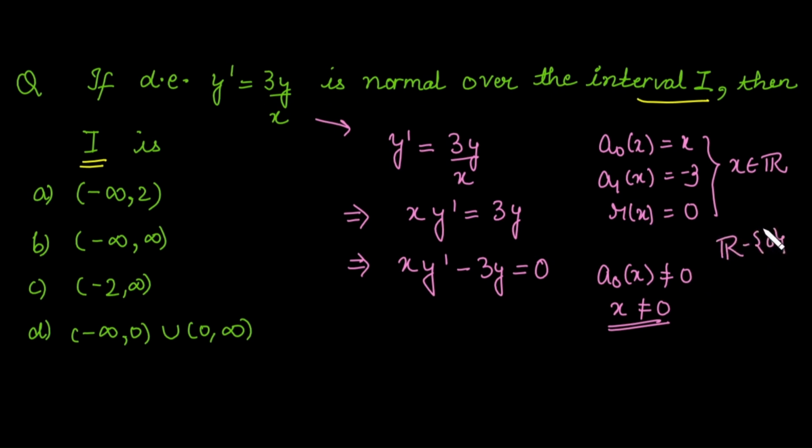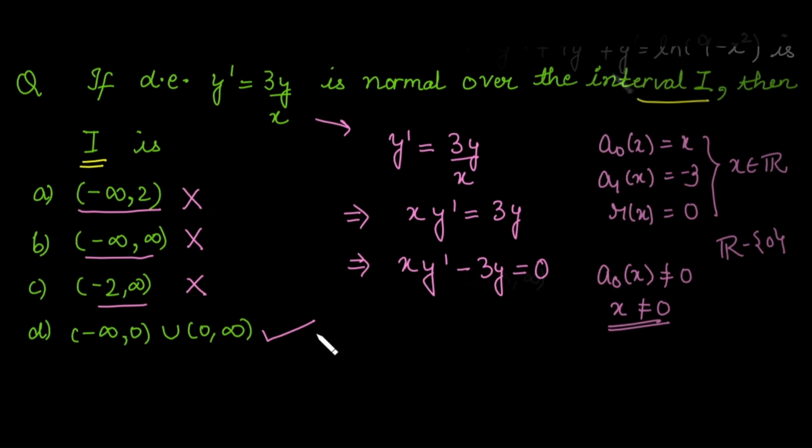This was the original one. So check whether this is given in the options. 0 is a part of this, so this is not the option. Again, 0 is a part of this one. Again, it is not the option. 0 is a part of this one. This is not the answer. Now here, 0 is not a part of this interval. It means on this interval this differential equation is normal.